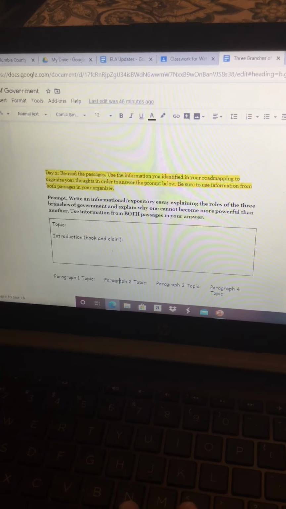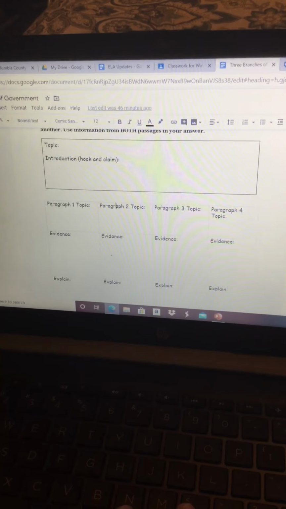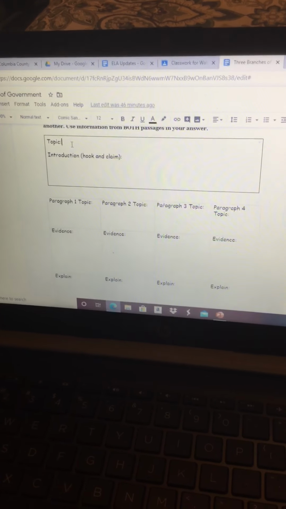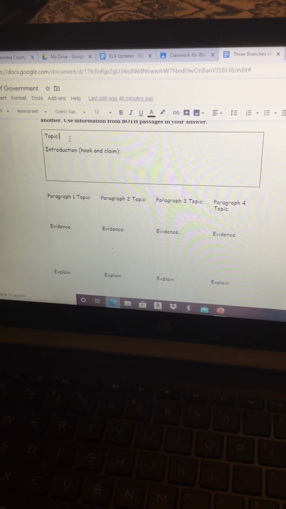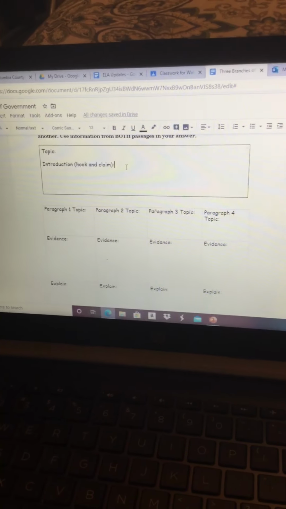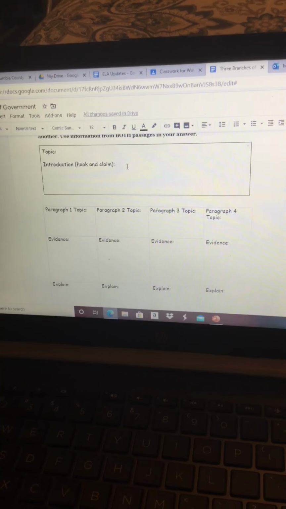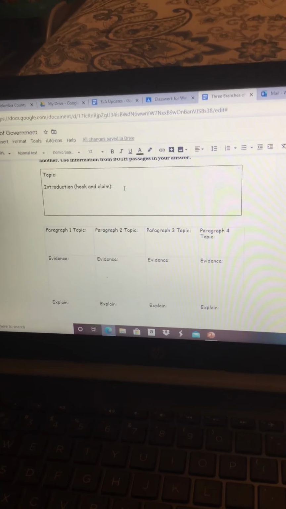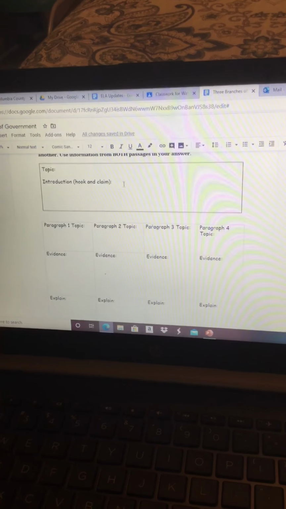So they're going to use this graphic organizer to help organize their information. They would click here to include the topic, which is going to be 3 branches of government, checks and balances. Then they're going to come up with their introduction and hook. We've talked about how their hook needs to be interesting. It can be a question, it can be a bold statement, it can be an onomatopoeia sound word.